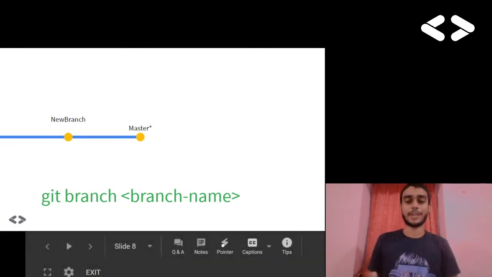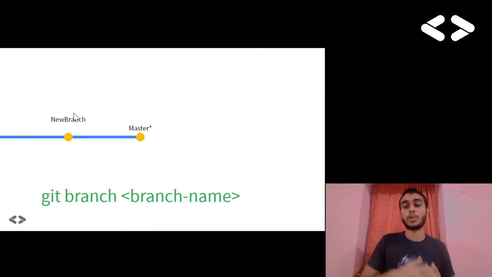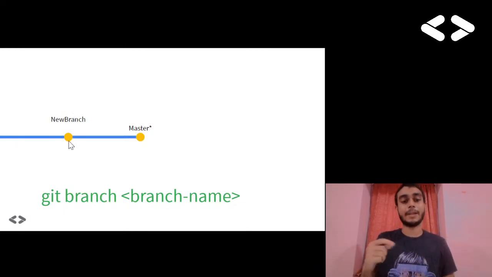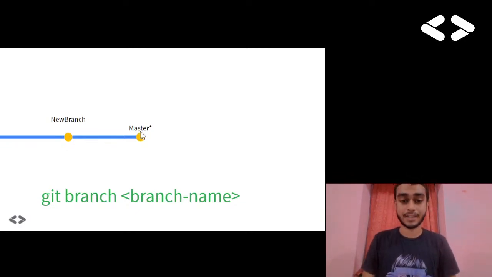Before that, actually, once we have more than one branch, when we make a commit, the commit will only be reflected in the branch that you are currently on. So we are still in the master branch. If we commit any changes, then it will only be reflected in the master branch. The new branch will still be in the previous state.